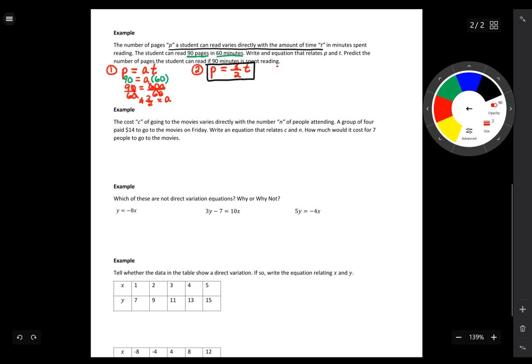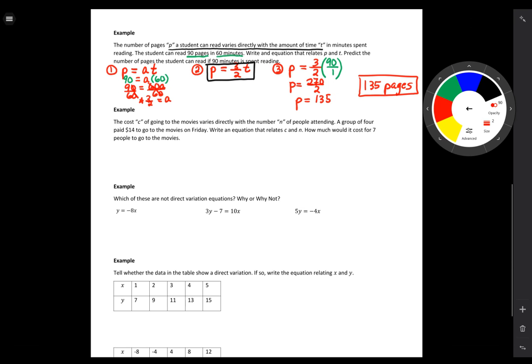And our third step is asking us to predict the number of pages the student can read if 90 minutes is spent reading. So p equals 3 over 2 times 90 over 1, 90 minutes. So that is p equals 270 divided by 2. p equals 135. Write your answer and use proper units. 135 what? 135 pages. Right?